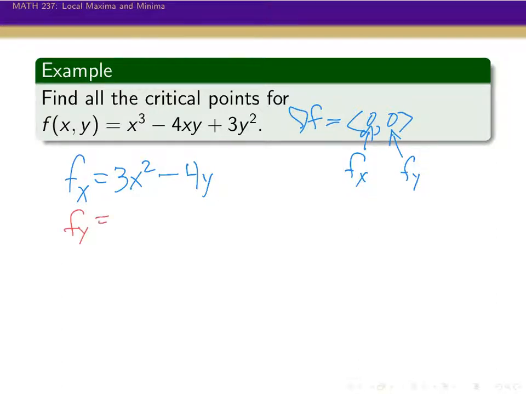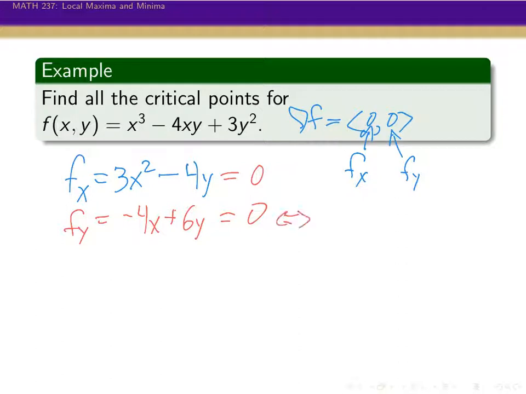Partial in terms of y, x cubed doesn't have any y's, so it disappears. Minus 4x coming from minus 4xy, and then 3y squared turns into 6y. Okay, so we've got our two partials here. We want to find where these are equal to 0 simultaneously. And so we're solving for the x and y values that make both of these partial derivatives equal to 0.